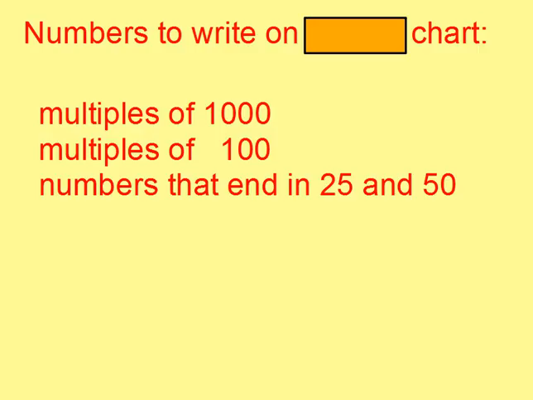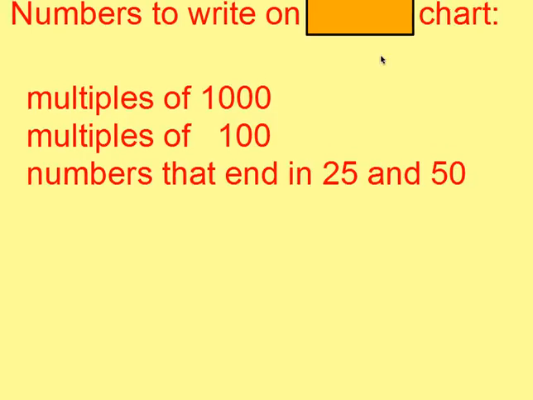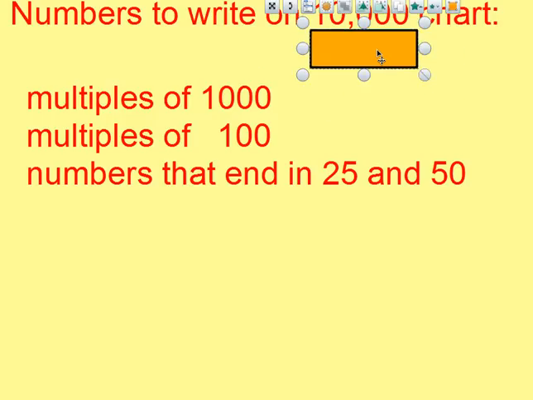So we know that it is a 10 thousandths chart. My strategy would have been to put all the multiples of 1,000, maybe the multiples of 100, numbers that end in 25 and 50. Those are some really good, strong landmark numbers.